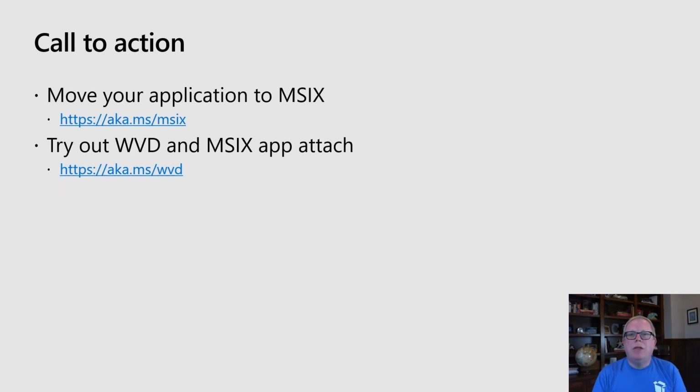So what is the call to action? First one is move your existing application to MSIX so you can get the benefits today on Windows Desktop. If you go to aka.ms/MSIX, then you'll find our site, which has all the documentation and samples, but also links to some great tools from our ISV partners who really make it super simple for you to move your existing applications to MSIX. And in fact, you might be using them to create your setups already.